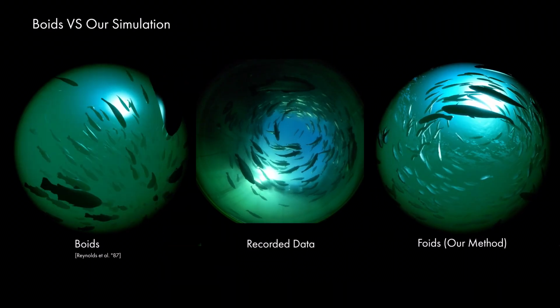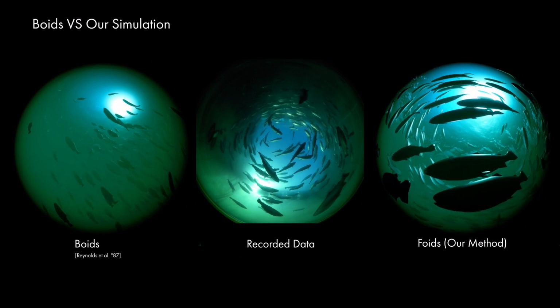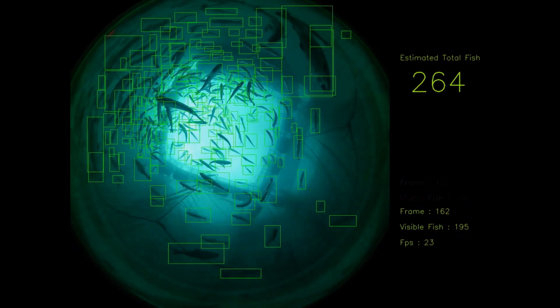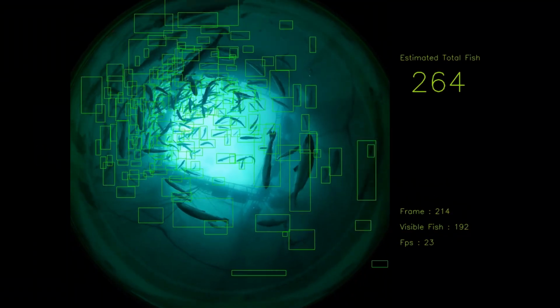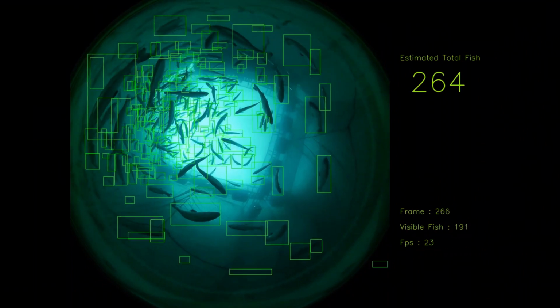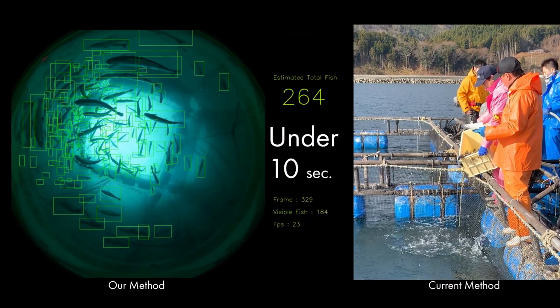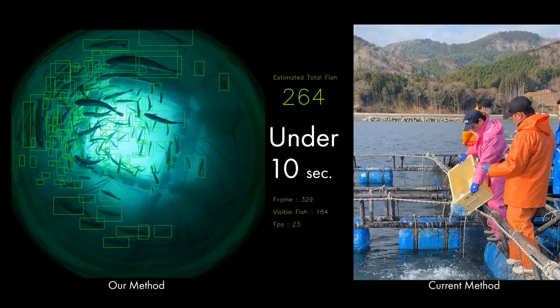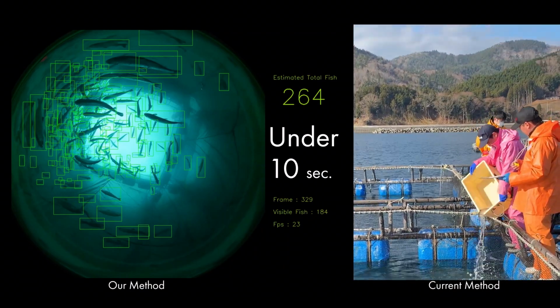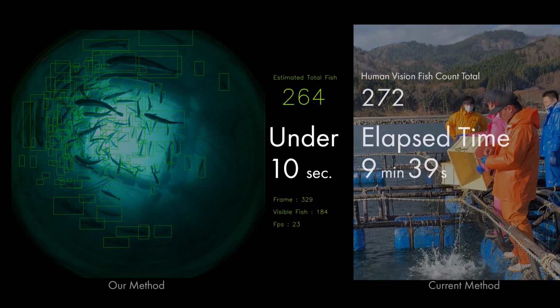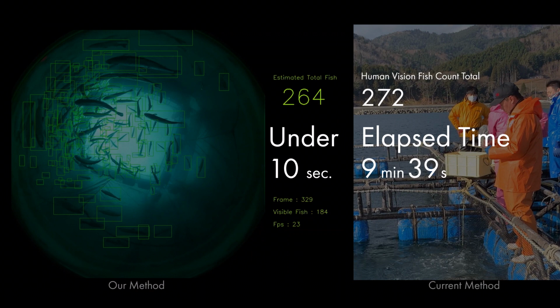By using the Foids algorithm, we were able to achieve a realistic simulation of a school of fish in a caged environment. We used our trained computer vision model to detect and count fish in a video taken from the bottom of a fish cage. With our proposed method, a fish count can be calculated, without handling the fish, within 10 seconds. With the conventional method in a fish farm, the fish must be handled, and the count took 9 minutes and 39 seconds. The estimated count using human vision was 272, while the one using our fish counting system was 264.